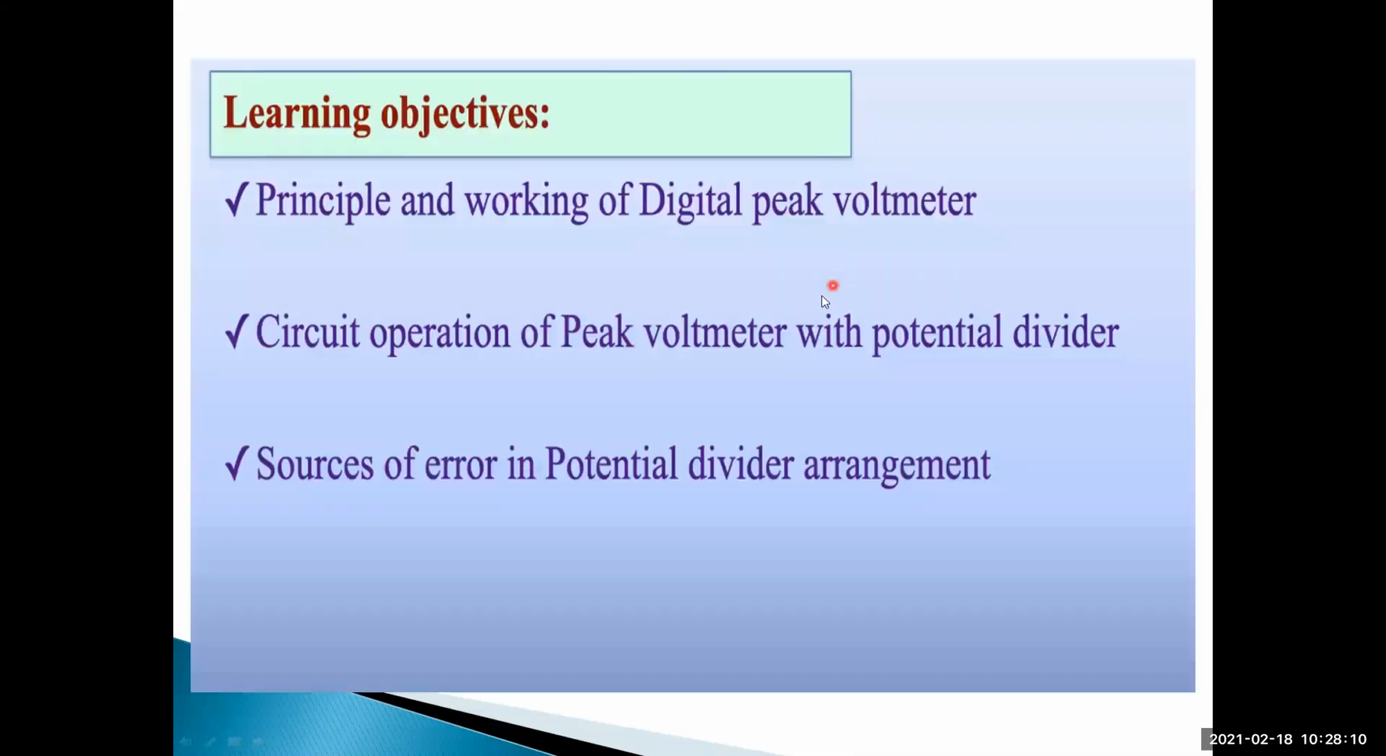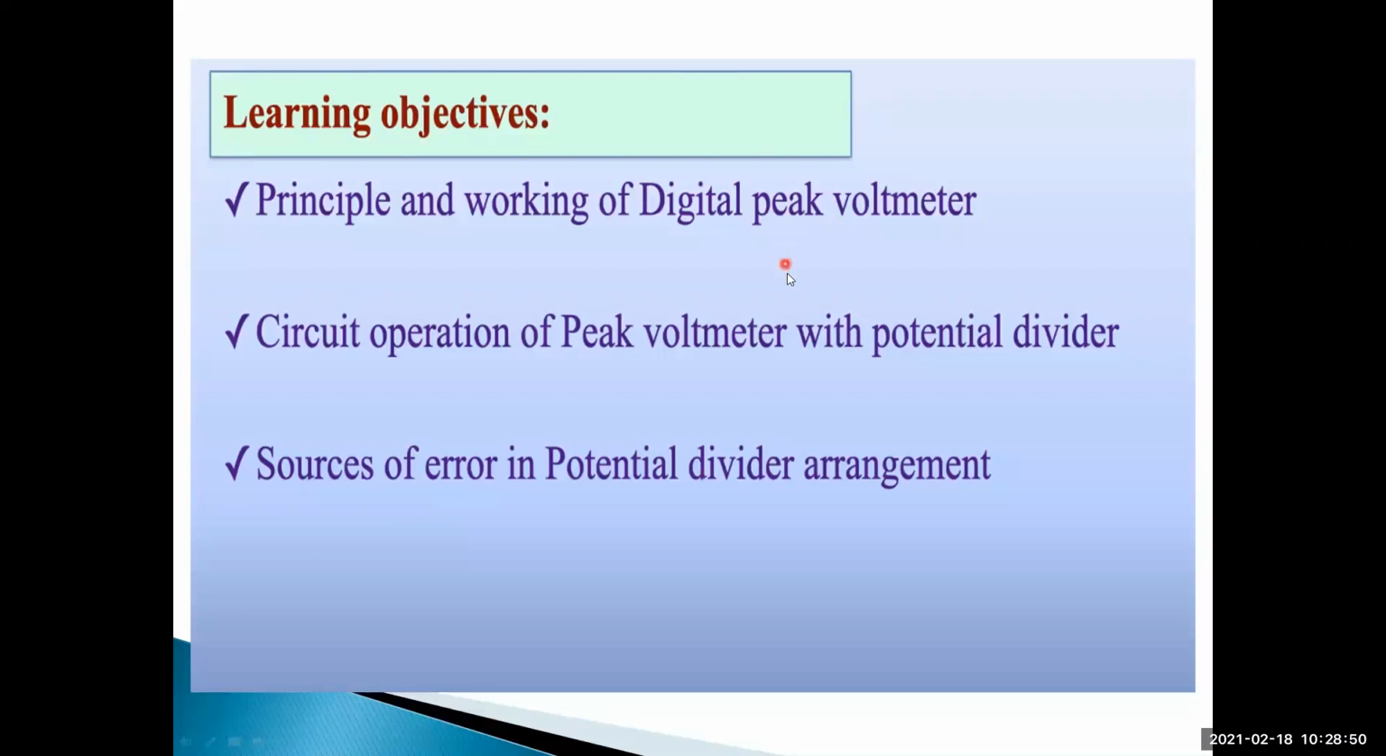It's clear. So, learning objectives: first, the principle and working of the digital peak voltmeter. Second, the circuit operation of the peak voltmeter with potential divider. Then the different types of errors, the sources of errors in the potential divider arrangement.